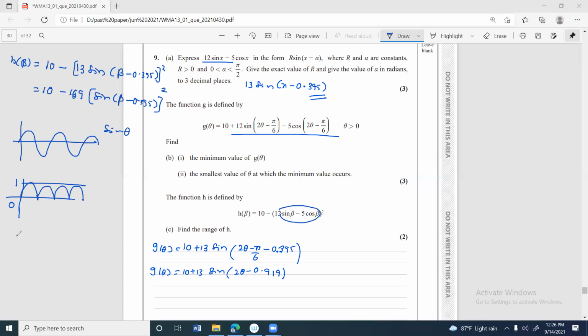Therefore, they ask what the range of h is. For this one, if it is 1, it turns out to be 10 minus 169, which is -159. Then if it is 0, what happened with it? 10 minus 0, it turns out to be 10. So between these two only it varies. So you can say h beta varies from 10 to -159 is the answer for that. That's a way of identifying the range for this kind of question.